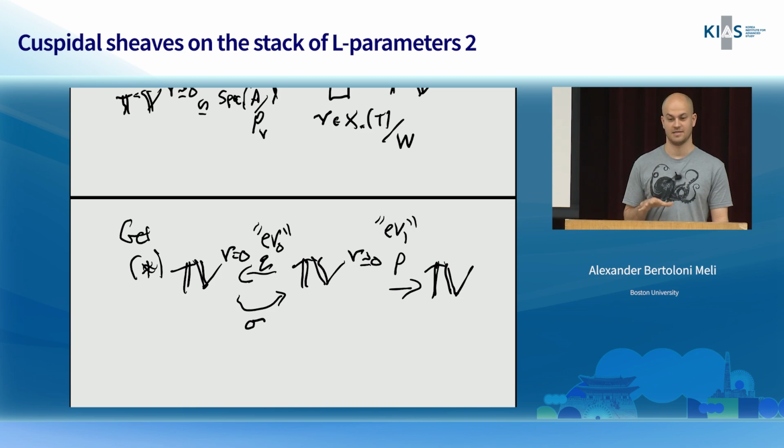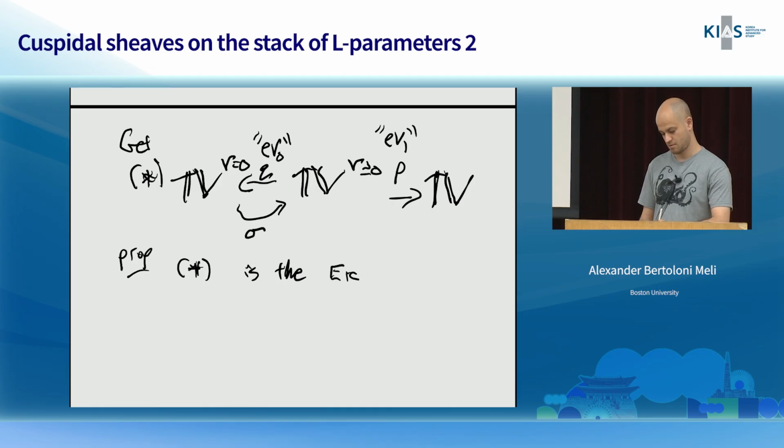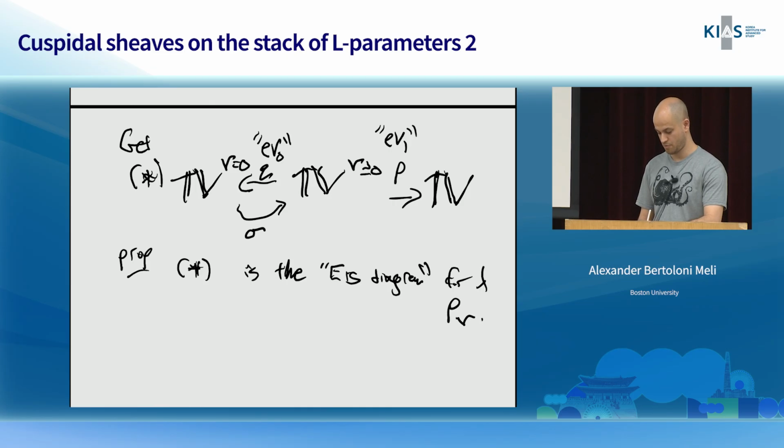Okay, so this is starting to look a bit like these Eisenstein series diagrams that we've written a million times so far in this conference. So what is the proposition? The proposition is that star is the Eisenstein diagram for lambda and P nu.